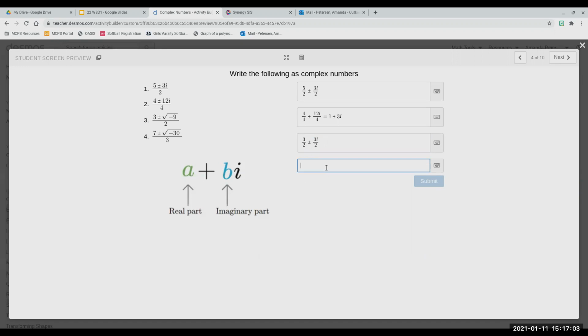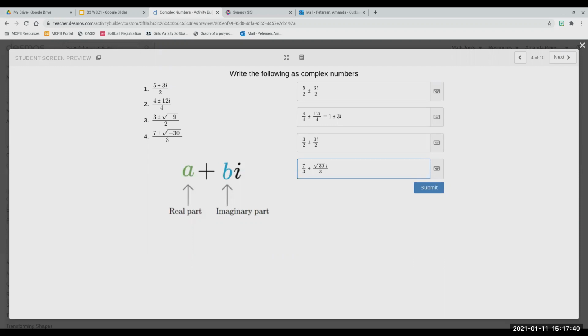And lastly, number 4. 7 divided by 3 plus or minus. And again, alarm bells are going off. We have a negative under the square root. We can't have that, so we're going to rewrite it as the square root of 30i. The square root of 30 doesn't simplify into a whole number like the square root of 9 simplified down to 3. So we're just going to leave it as the square root of 30, and that's my final answer for number 4.